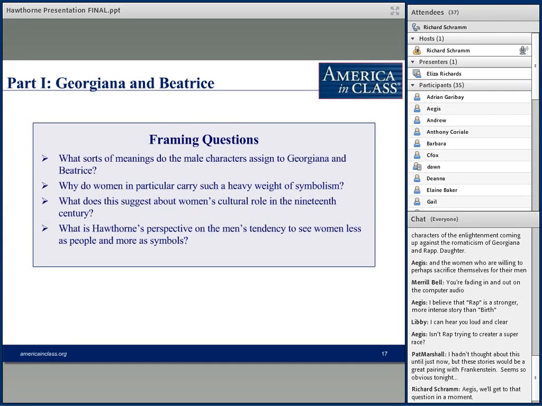So here are some of the questions that could be brought out to frame this, and it sounds like some of you are working with those in your classroom already. What sorts of meanings do the male characters assign to Georgiana and Beatrice?